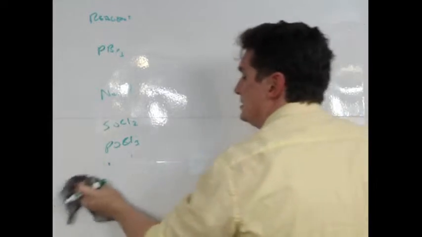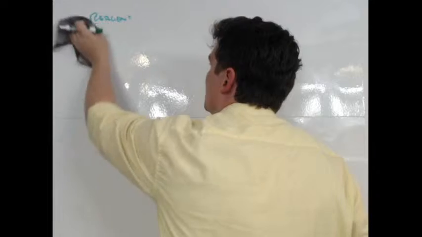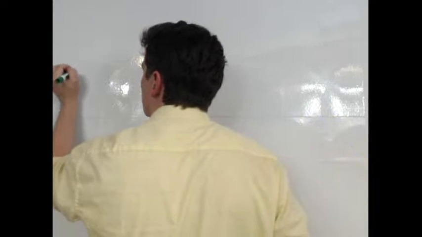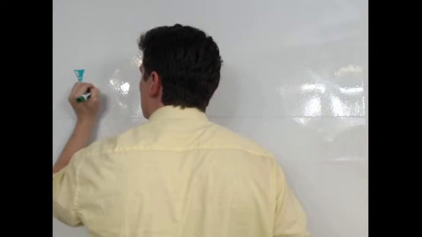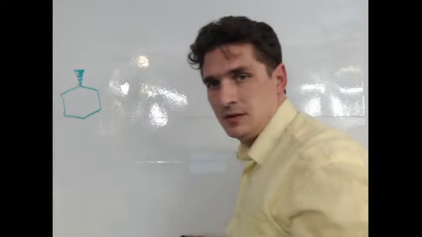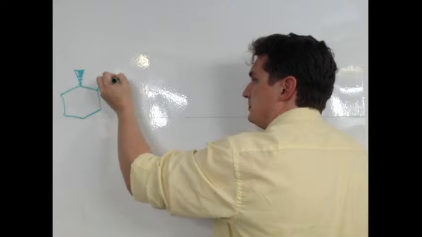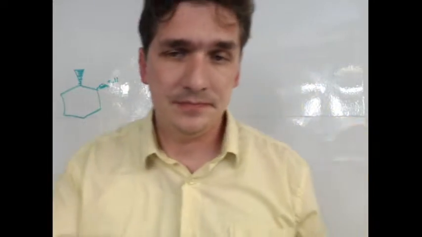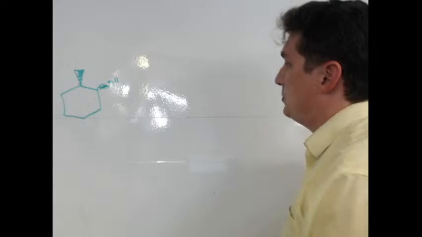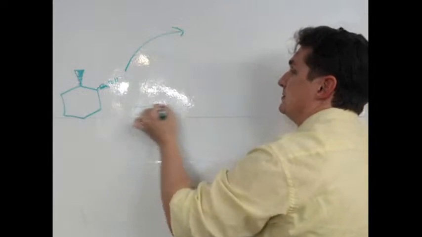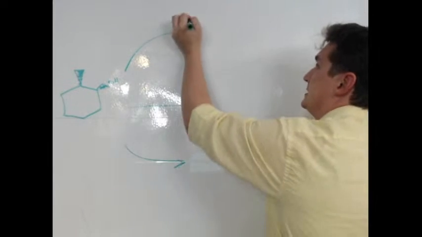And you're starting with the cis-2-methylcyclohexanol. Now, with this, there are 3 products. From the mass spec, you can infer the first one is elimination.